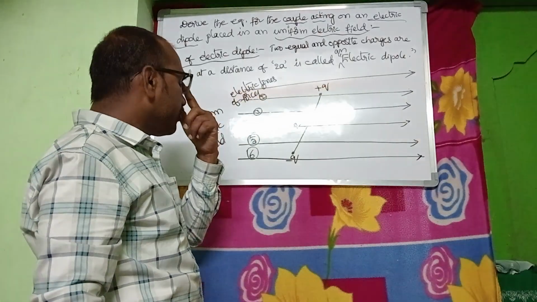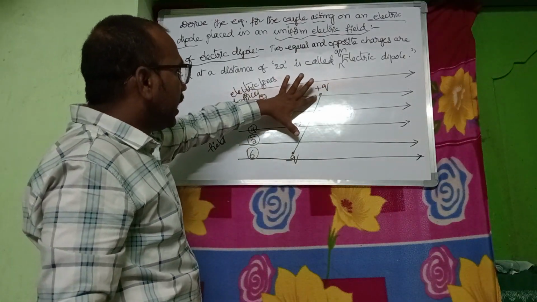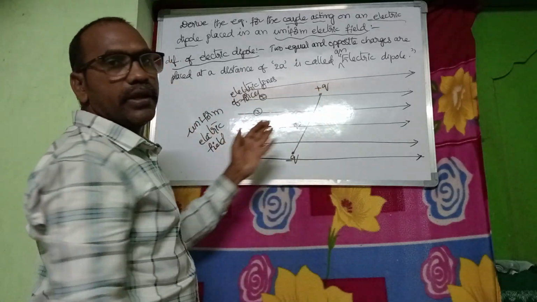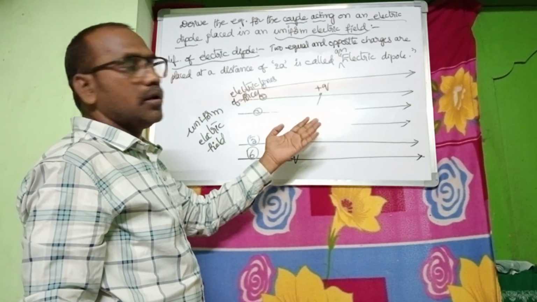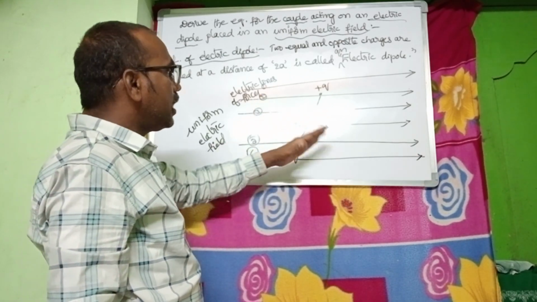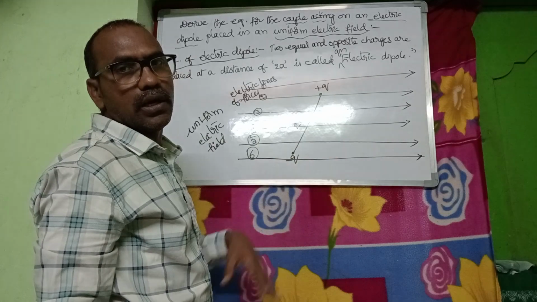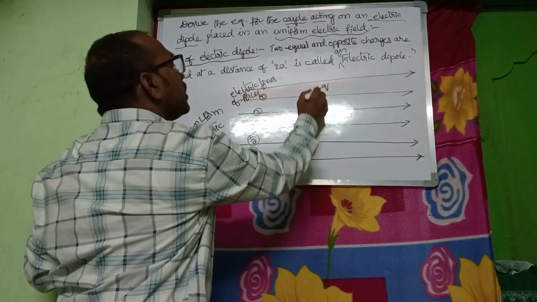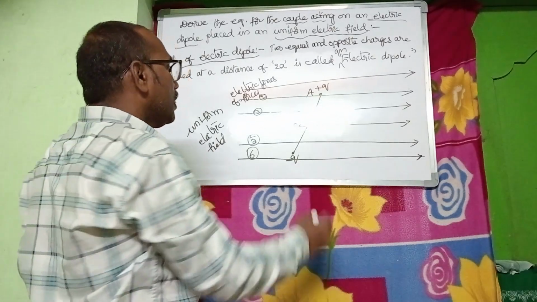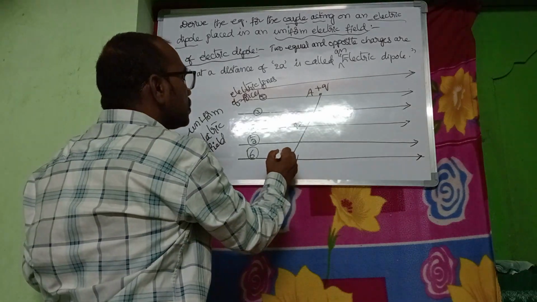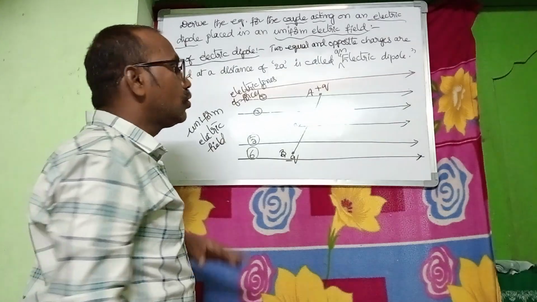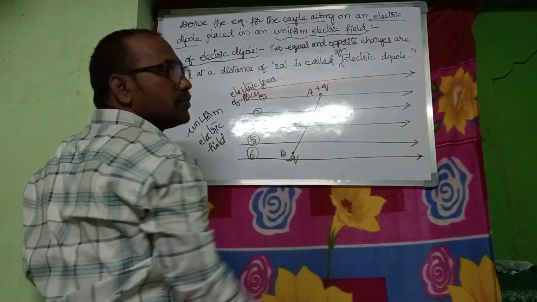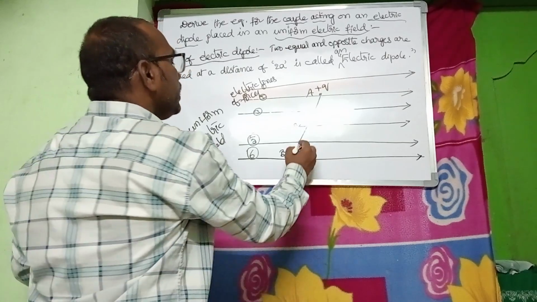Now what are we doing? We are taking a dipole, two charges equal in magnitude but opposite in sign, and placing it in a uniform electric field. Then what happens? Suppose the position of plus q is A, and the position of minus q is B. This electric dipole is making an angle theta.